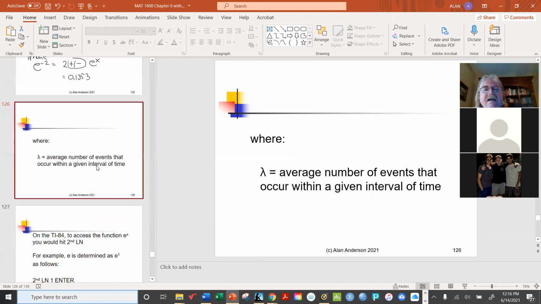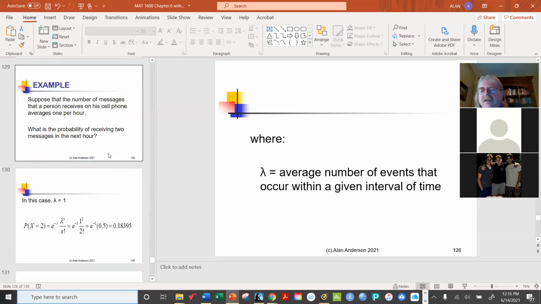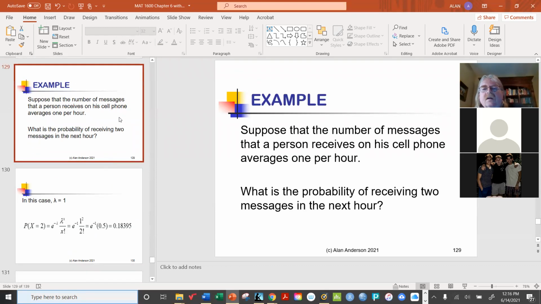All right, now let's look at a quick example of when this would work. Suppose that the number of messages that a person receives on his cell phone averages 1 per hour. So that means that lambda equals 1. What is the probability of receiving 2 messages in the next hour?